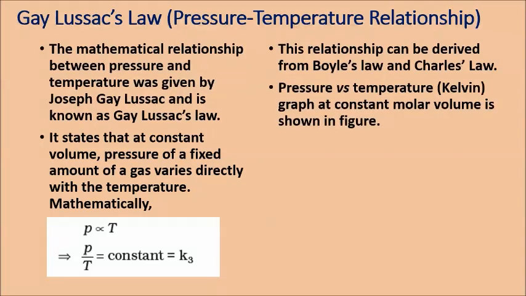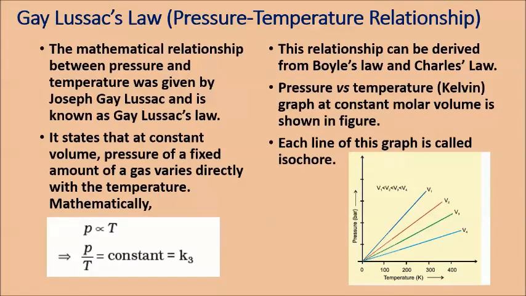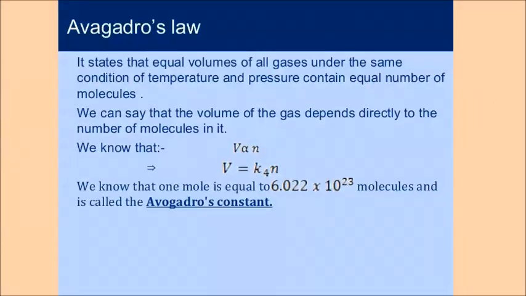When we plot the graph of pressure versus temperature, with temperature taken in the Kelvin scale, at constant molar volume, or constant volume, like in the figure we have drawn, each line of this graph is called an isochore. That means we are plotting pressure versus temperature at constant volume, so each line represents an isochore. And we know that with the increase in temperature, the pressure also increases, so they are directly proportional to each other. The next law is Avogadro's law.